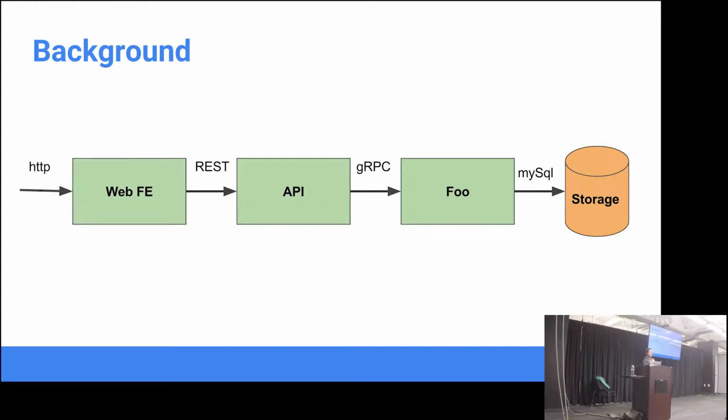So your architecture might look something like this. There might be some kind of web front end, and then maybe an API server, and then your foo server, which is kind of deep in the stack, and then it talks to storage. And generally, we're going to be talking about RPC. So as in the previous talk, that can be REST, that can be gRPC, any RPC protocol.